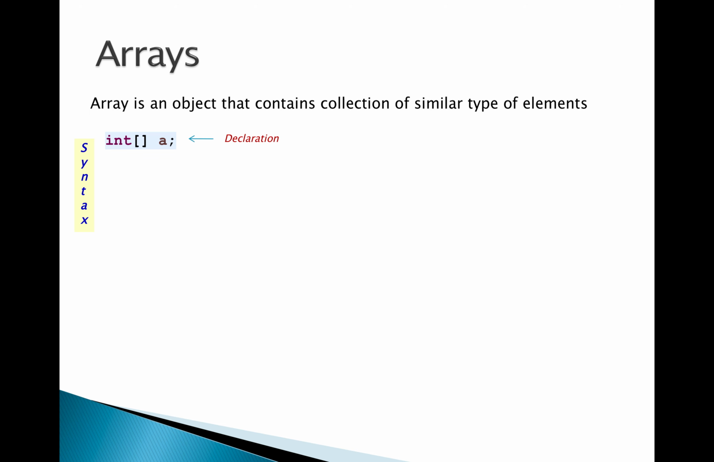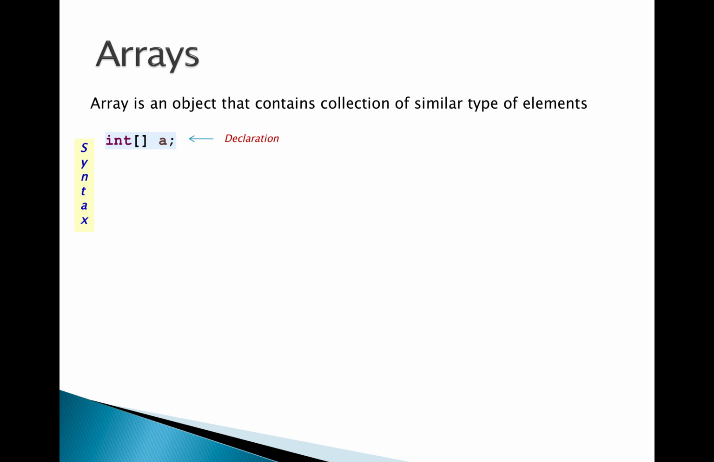This is the way to define or declare an array in Java. When you declare an integer, we say int a. Here we say int array a. The square brackets mean it is an array. So creating an array is more like creating an object.